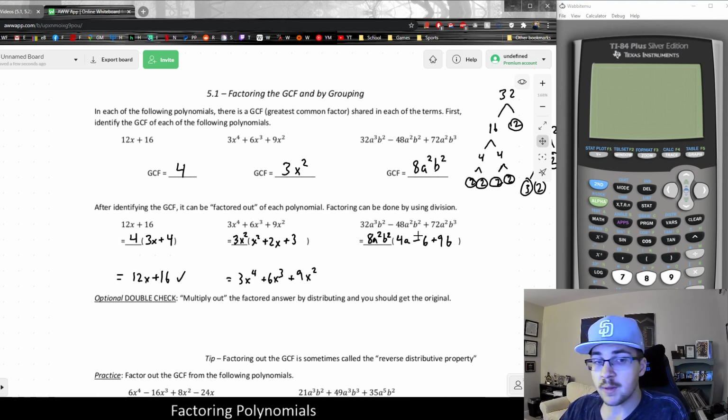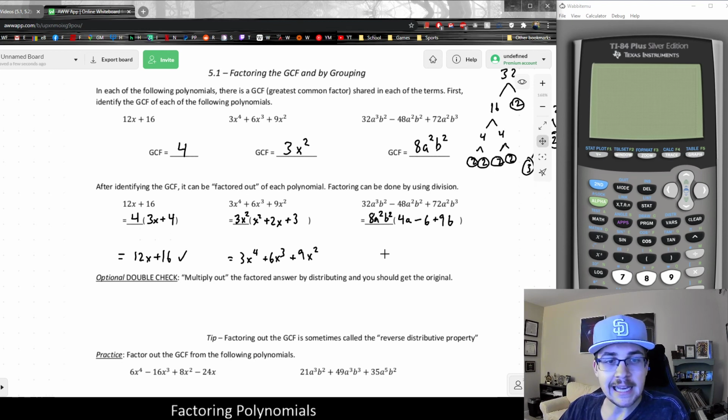And again, assuming I did my dividing correctly, when I multiply this out, this should work. And again, we could verify that. That's always optional, but a good thing to check with your factorization, especially if you're guessing or if you're not really being very careful.